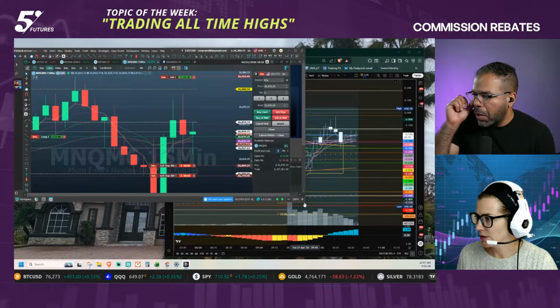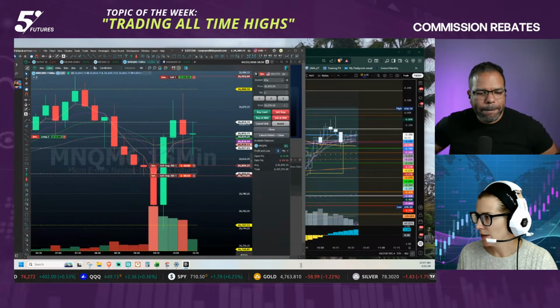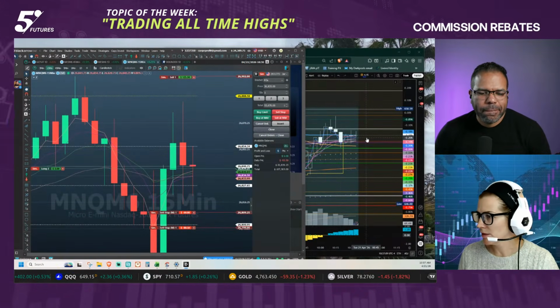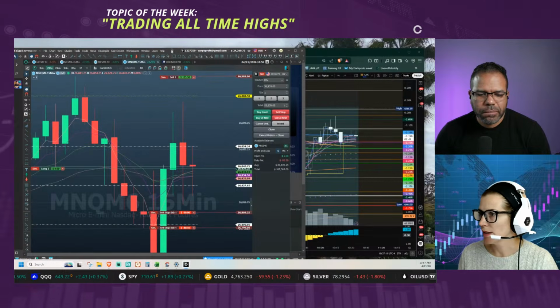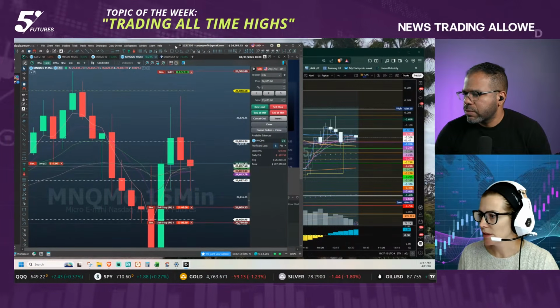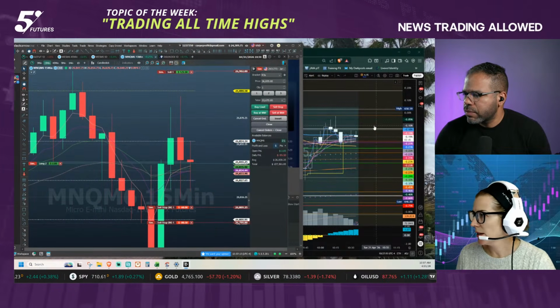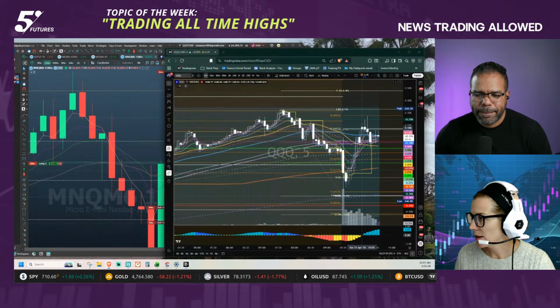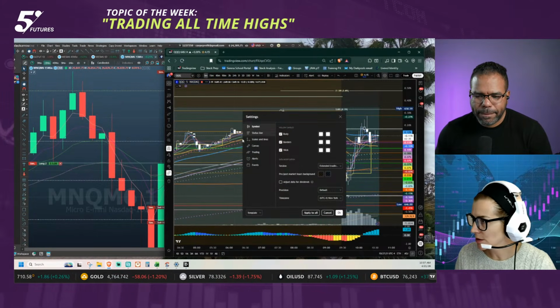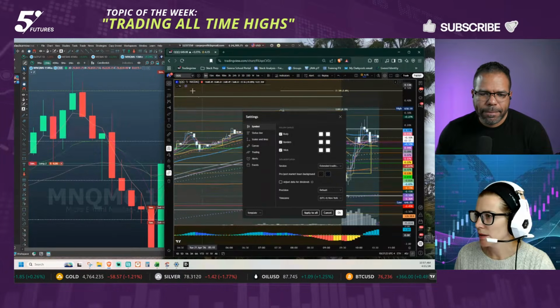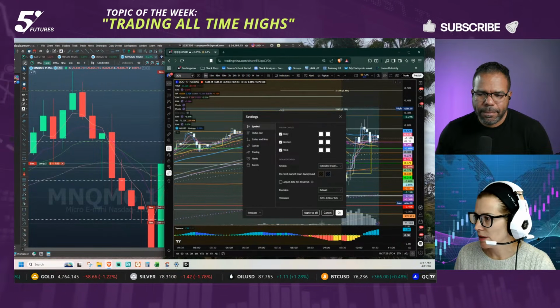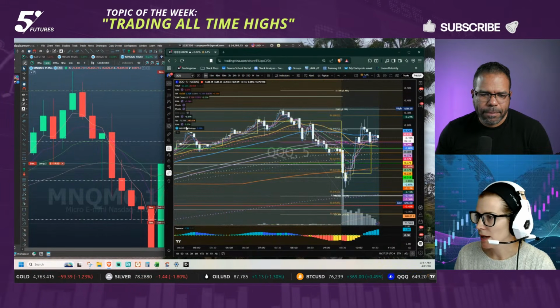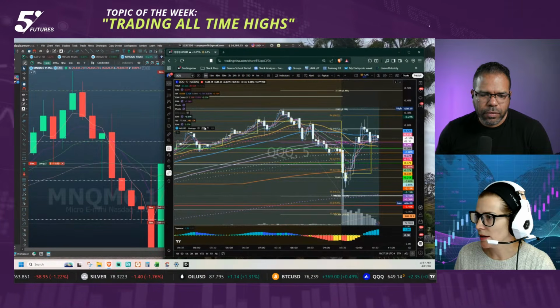All right. So here I've got the 5-minute over on TradingView so that we're able to see the 5-minute. The blue line is the Nasdaq 100 futures. Let's come here. I can change the color right here.